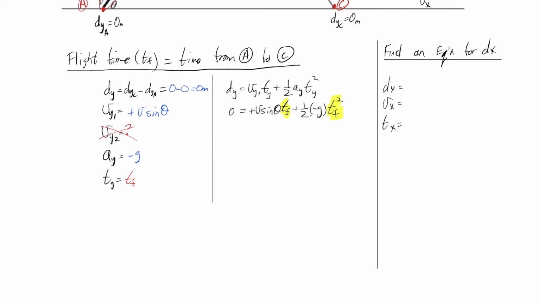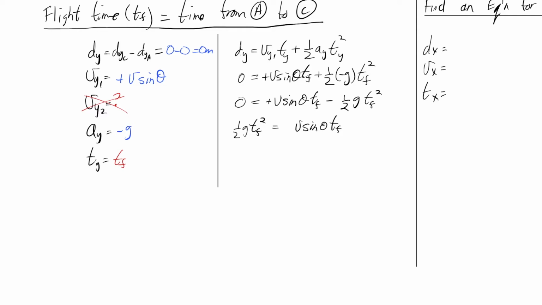So what I'm going to do next is bring the 1/2 negative g tf squared term to the left-hand side, because this actually reduces down to 0 is equal to positive v sine theta tf minus 1/2 g tf squared. And since this is negative, when we bring it to the other side, this will become positive. So we get 1/2 g tf squared is equal to positive v sine theta tf. Technically, we don't really need to keep the positive here, so I'll just drop it at this point.